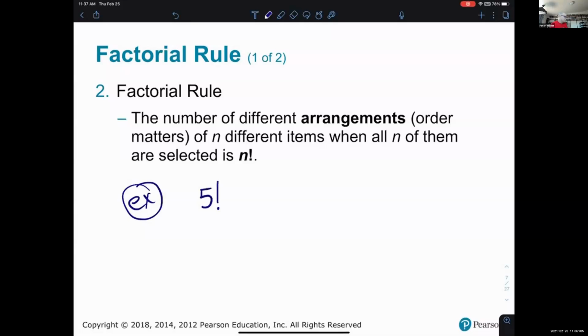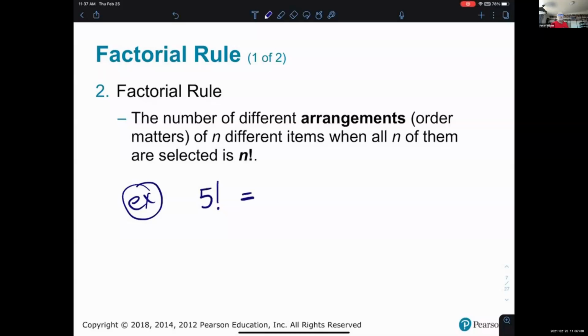And so apparently 5 factorial is a calculation that leads to a number, because it says that's the number of different arrangements of n items when all n of them are selected. So this is referring to a number, and this is a formula for how to calculate that number.